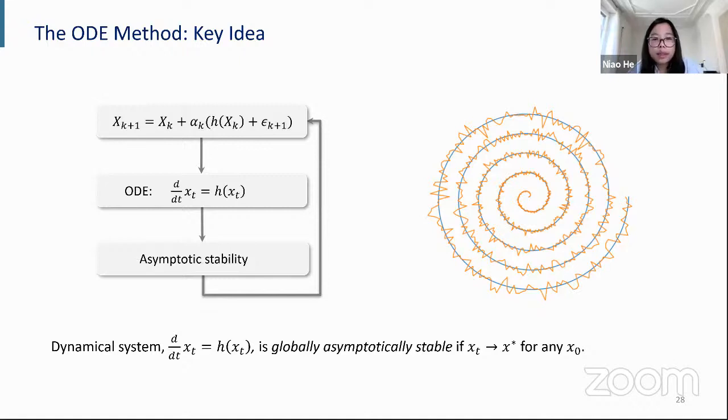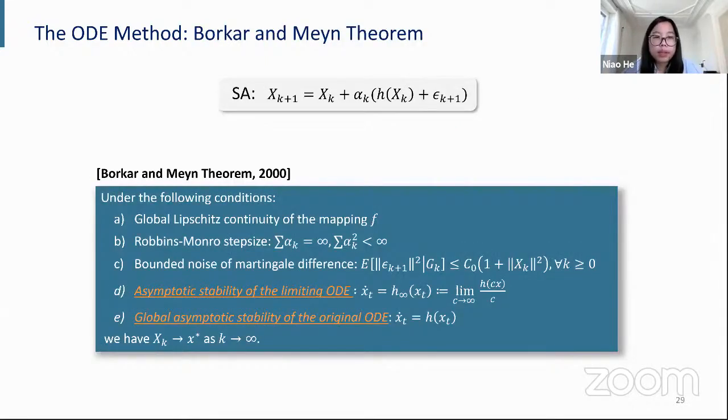Let me just give you a simple example. Say, for instance, if h is just the gradient of some function, then your ODE is essentially going to be the gradient flow, right? But here for reinforcement learning, as you can see, for most of the algorithms, the h you have in those updates is not necessarily the gradient of some objective. So the analysis is slightly different from gradient descent.